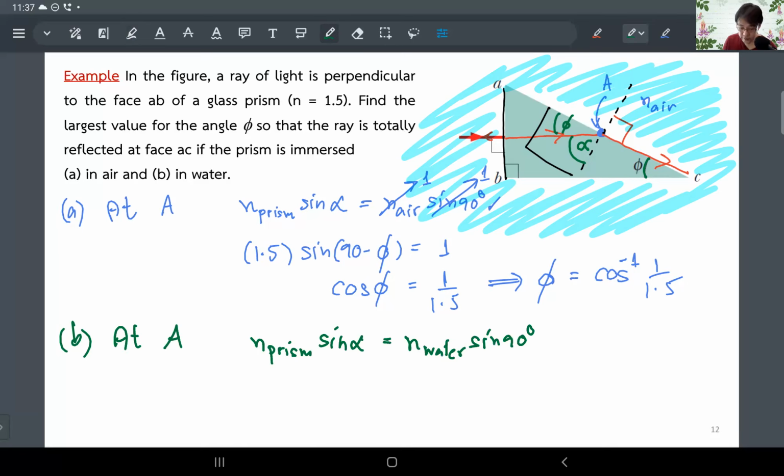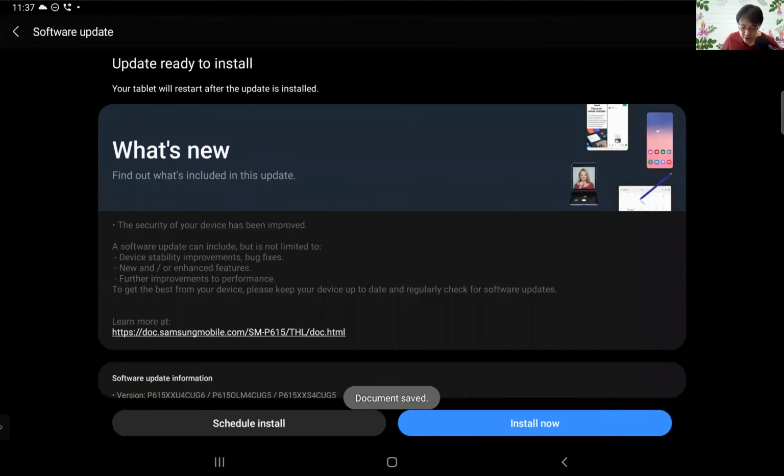So everything works exactly the same, except you replace n of air with n of water, which you can say is about 1.3 or so. Then you divide by 1.5, and you should be able to figure out the phi just like before, and you're done. Okay, not bad. So I would say this is the easiest lecture of all.